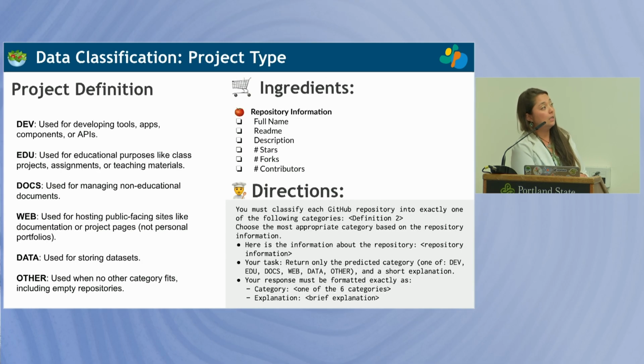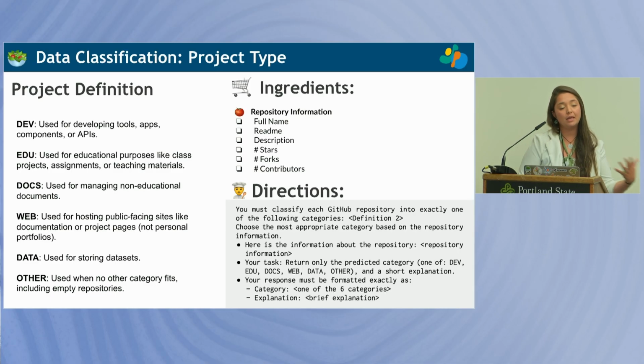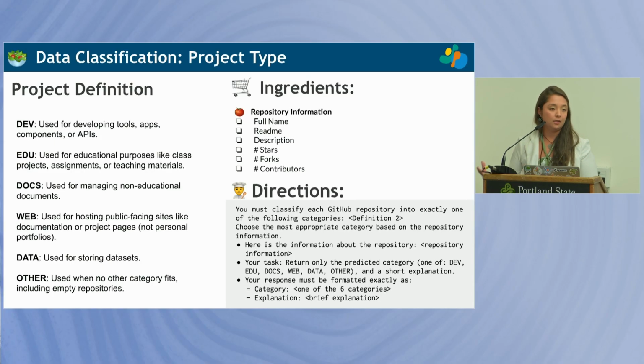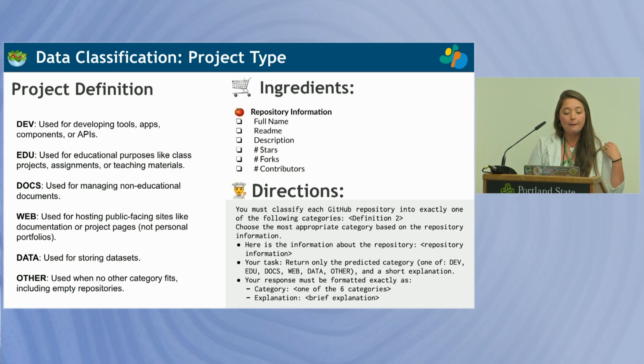The second thing that I did regarding the data classification was trying to determine project types. One of the things that the OSPO was very interested in is knowing which of these projects are tools that people are developing, which of them are educational materials, or other types of things that people are doing. So using previous resources and taxonomies that have been published before, I decided on these 6 categories to determine the project type of the repositories.